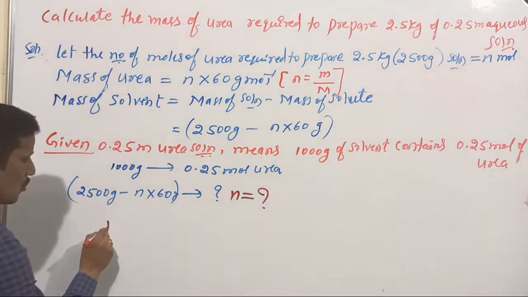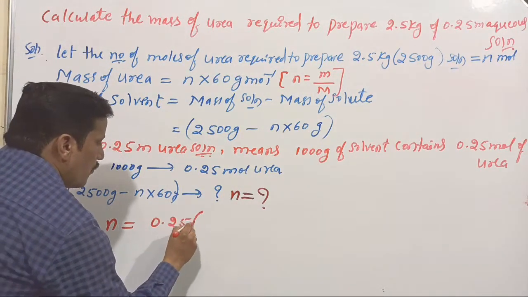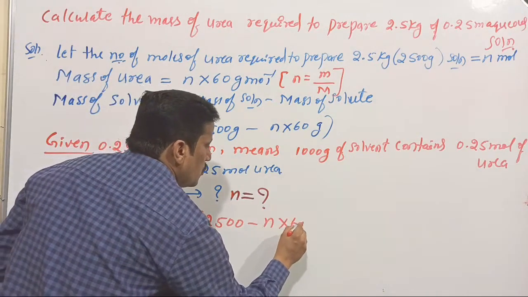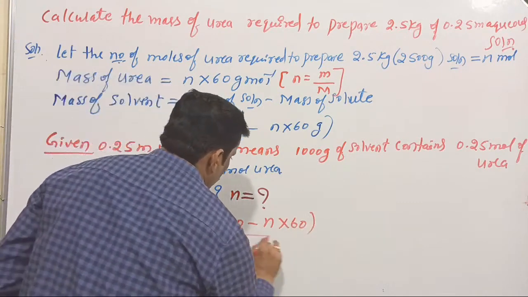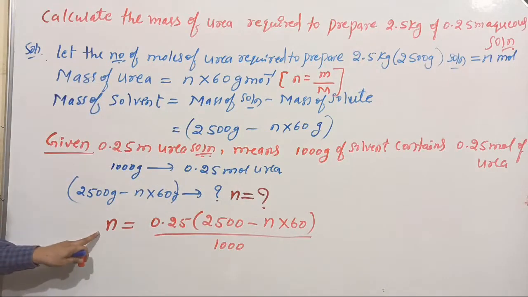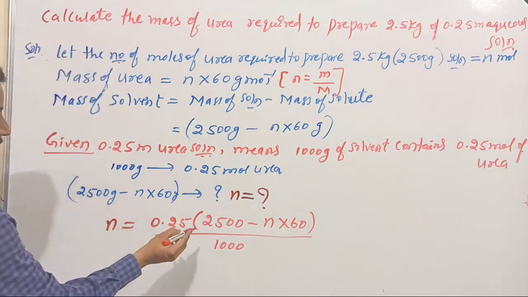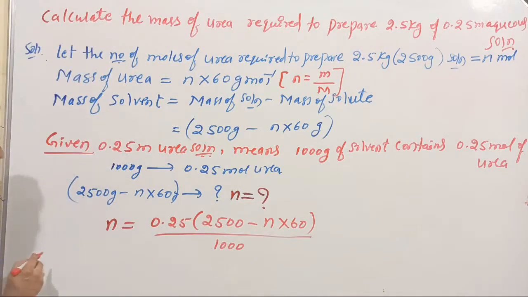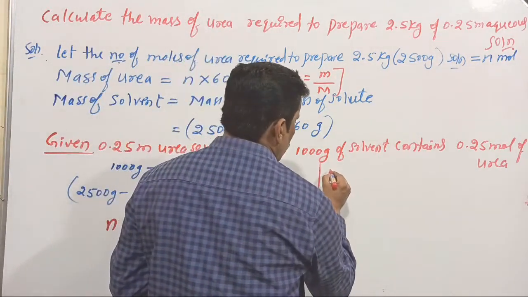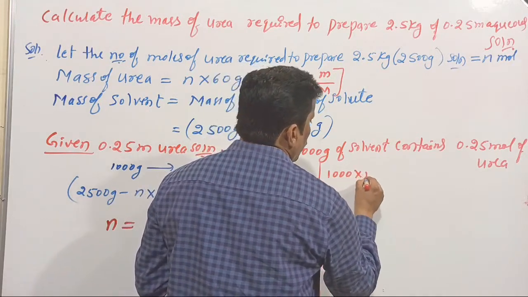That is n is equal to 0.25 into (2500 minus n into 60) divided by 1000. Then you go for cross multiplication. That is, it becomes 1000 into n.